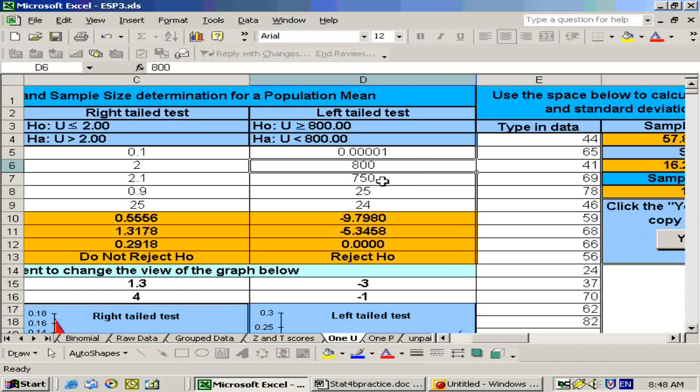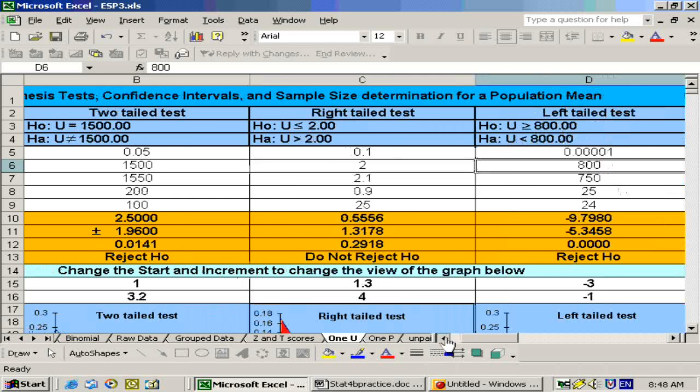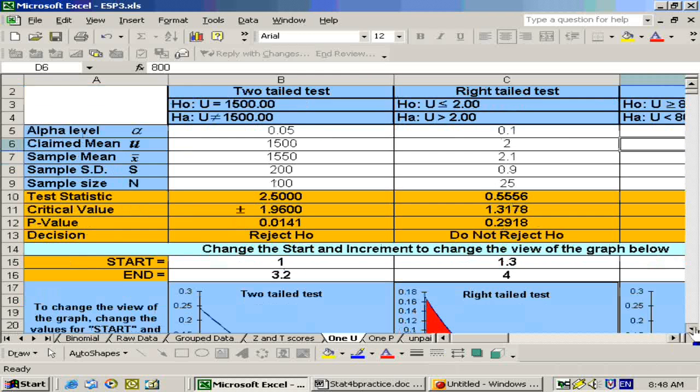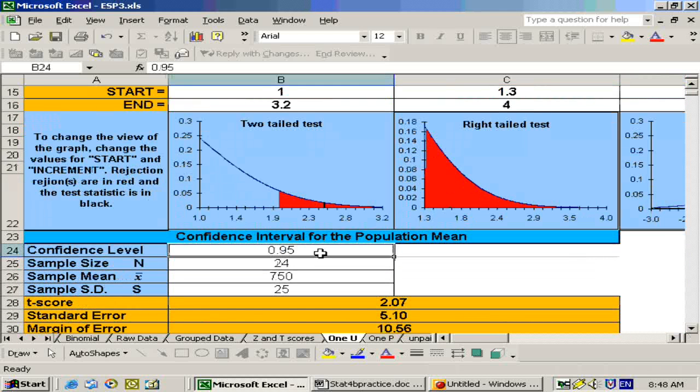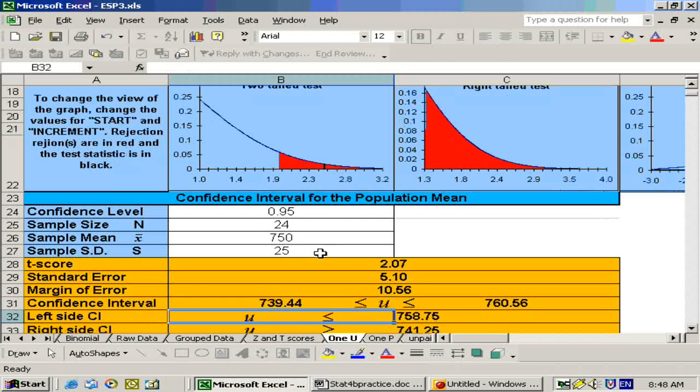Okay, let's go ahead and go to B, 95% confidence interval. So we just go down to the confidence interval area. We put in our information, our confidence level, our sample size, X bar, and our standard deviation, and we get our confidence interval right here, and we could say that I'm 95% sure that the average cost of a vacation is between $739.44 to $760.56 per person.